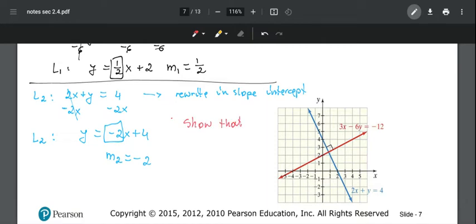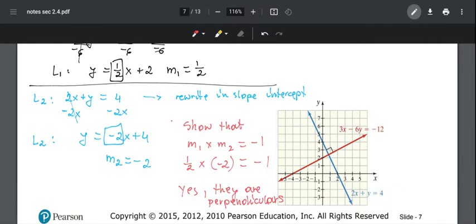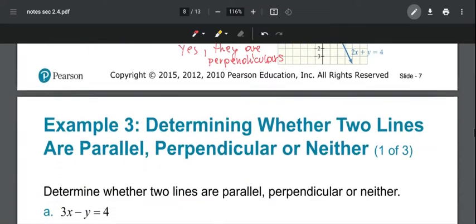Next, to show that those two straight lines are perpendicular, we need to show that m1 times m2 equal negative 1. So m1 is 1/2, m2 is negative 2, and definitely that will give us negative 1, so yes, they are perpendicular. And also, quickly you can see that slope 1 was 1/2 and slope 2 was negative 2, so they are opposite reciprocals.